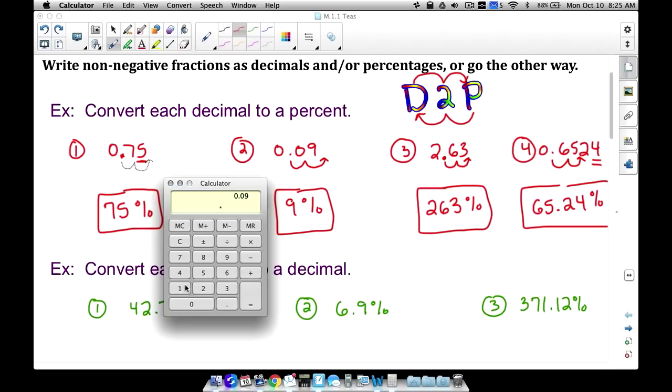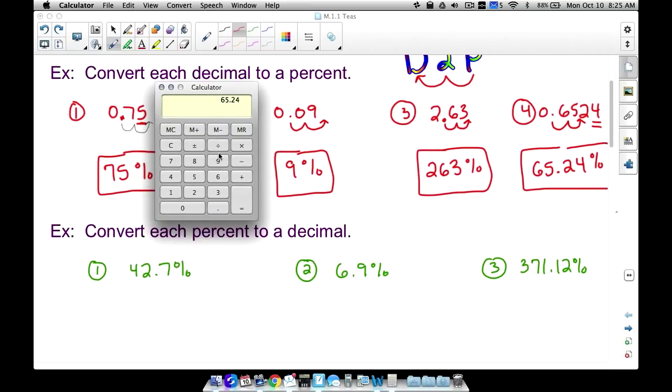But again, let's just multiply it by 100, and we get 9. That's really where we can write 9%. We're just moving that decimal 2 places to the right, which is the same thing as multiplying by 100. So 2.63 times 100 is 263, and then this last one right here, 0.6524, let's multiply it by 100, and as you can see, all we're doing is moving that decimal 2 places to the right.